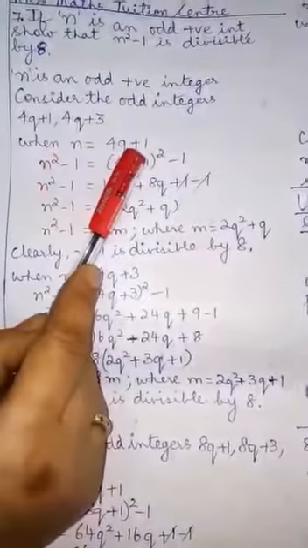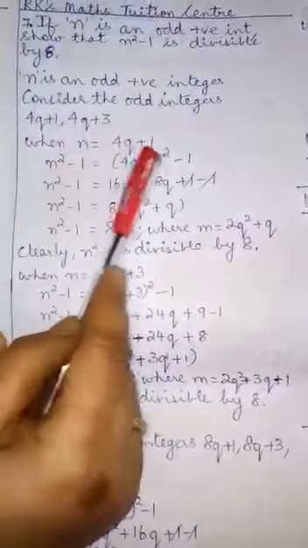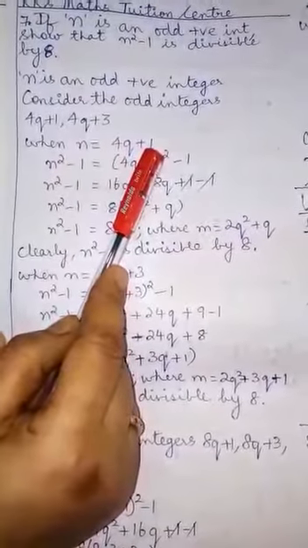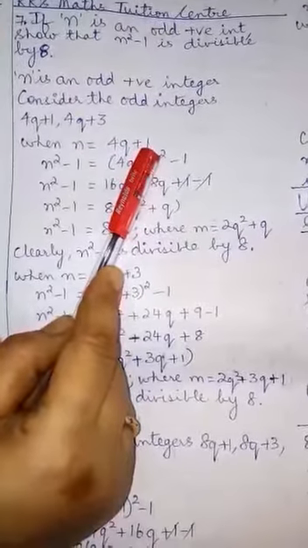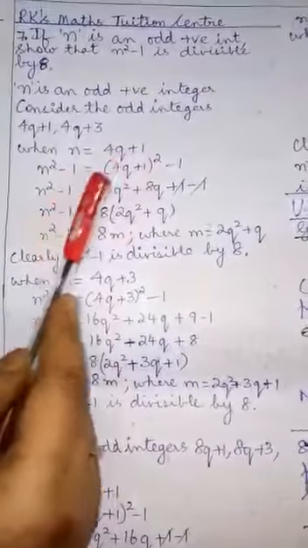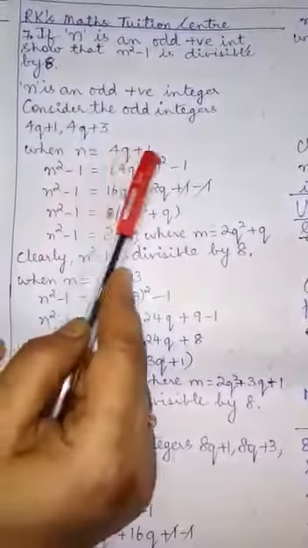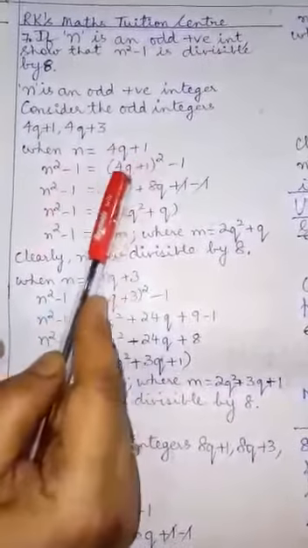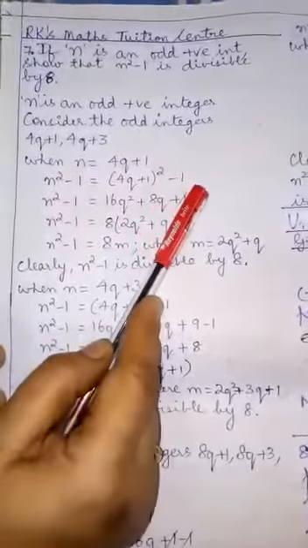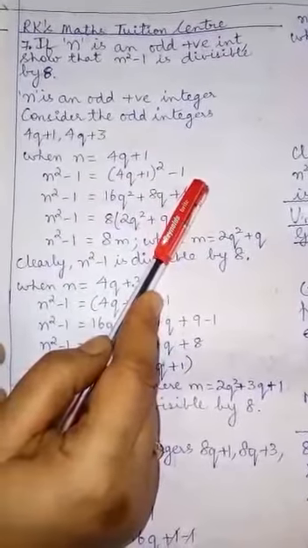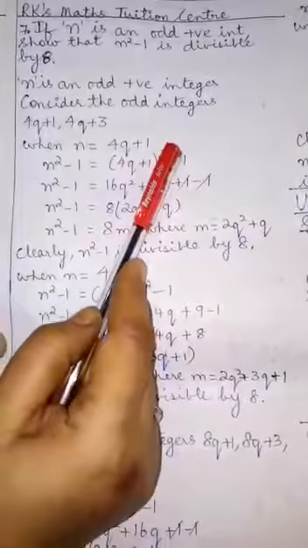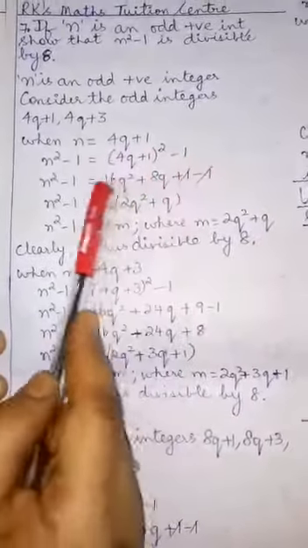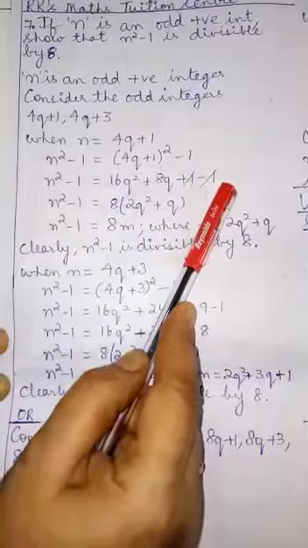So when n is 4q plus 1, what have we to do? We'll have to find n square minus 1 and show that it's divisible by 8. So let's find n square minus 1. This is n. I repeat, this is the odd number. We need to square the odd number and subtract 1. n square minus 1. This is the odd number. Square it and subtract 1. This is the result we get.